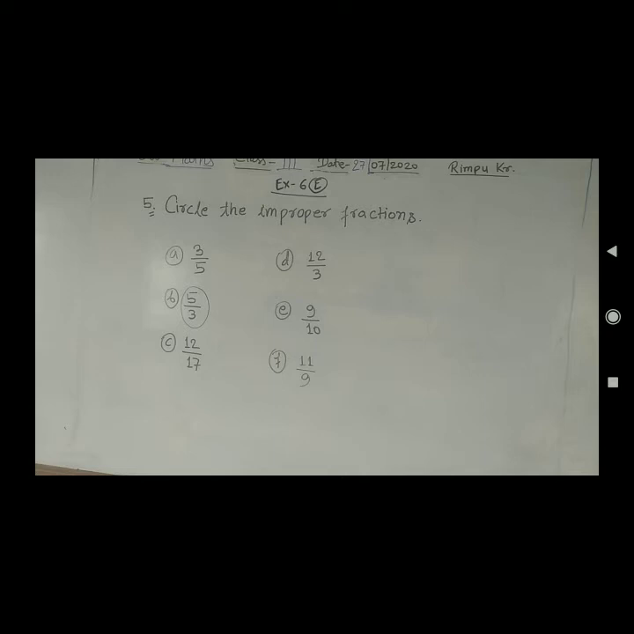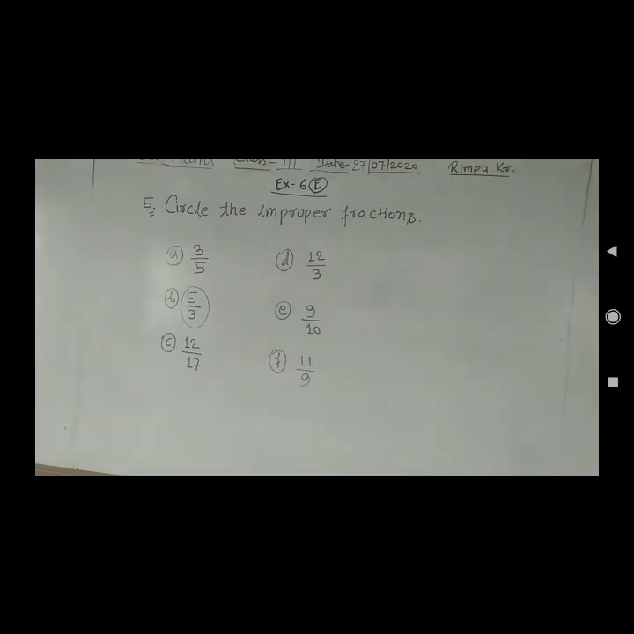Once again, we move to question D. 12/3. 3 is the denominator. You can see here the numerator is greater than the denominator. By this way, this follows the definition of an improper fraction, and you have to circle it. Sir, we circled it.